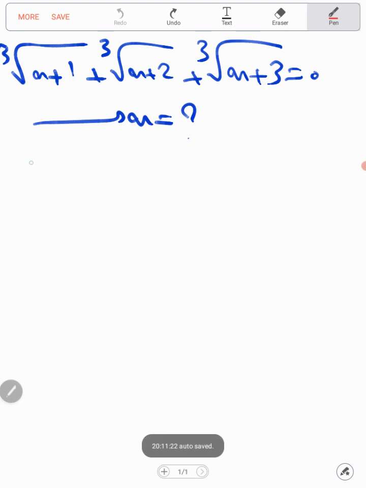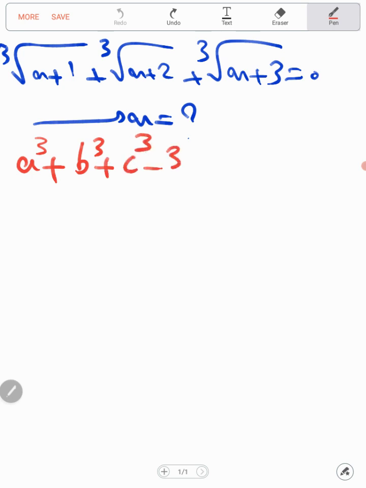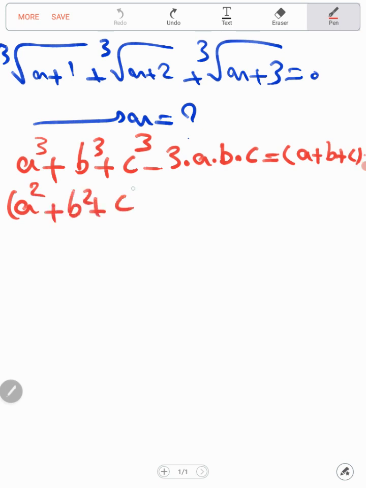Okay, go ahead. a cubed plus b cubed plus c cubed minus 3 times a times b times c is equal to the sum of a, b, and c, times a squared plus b squared plus c squared minus a times b minus a times c minus b times c. And how can we use this formula to solve this math problem?